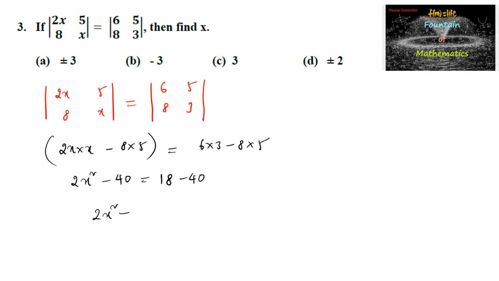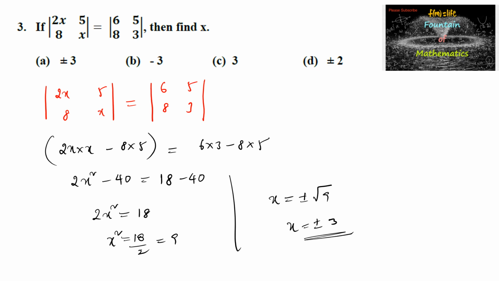or we can write 2x square is equal to 18, or x square is equal to 18 upon 2, which is 9. So we can write x is equal to plus or minus root 9. So x is equal to plus or minus 3. So the value of x can be taken as plus or minus 3, which is option A.